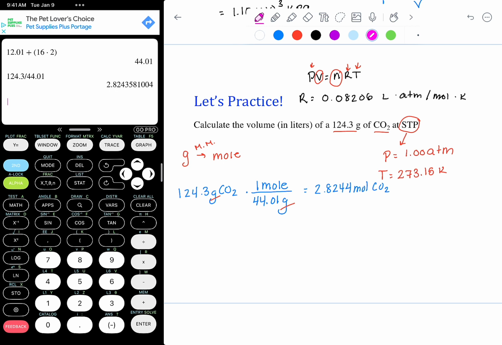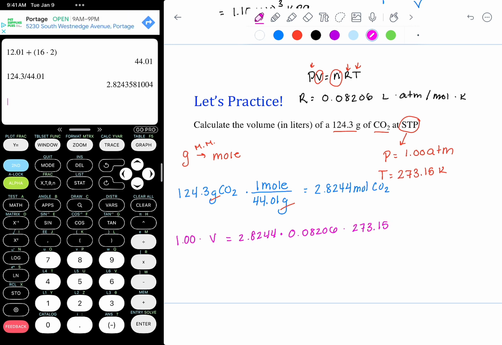So let's do that. Our pressure was 1 atm. We're solving for V, which is the volume. Our n we just calculated as 2.8244. The R value that we need is 0.08206, and the T value comes from STP of 273.15.